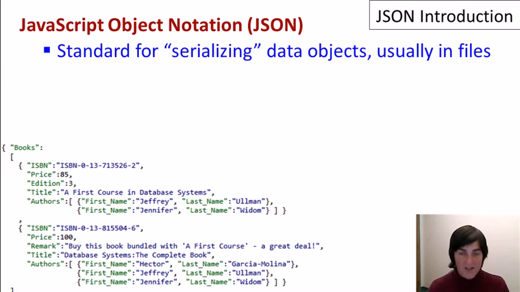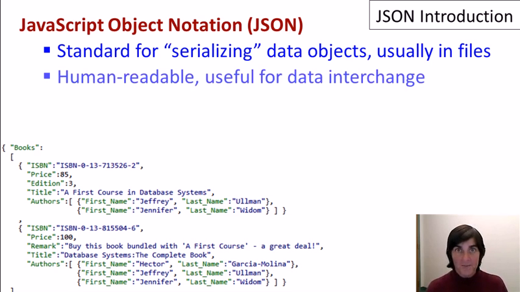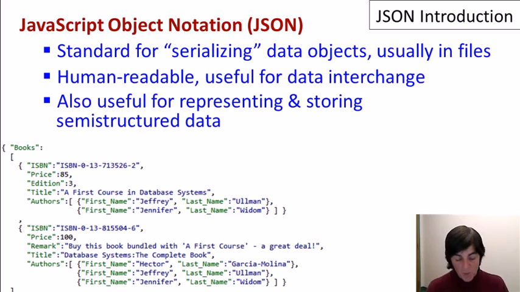Now, JSON was designed originally for what's called serializing data objects, that is, taking data objects that are in a program and writing them down in a serial fashion, typically in files. One thing about JSON is that it is human readable, similar to the way XML is human readable, and it's often used for data interchange. So for writing out, say, the objects in a program so they can be exchanged with another program and read into that one. Also, just more generally, because JSON is not as rigid as the relational model, it's generally useful for representing and for storing data that doesn't have rigid structure, that we've been calling semi-structured data.